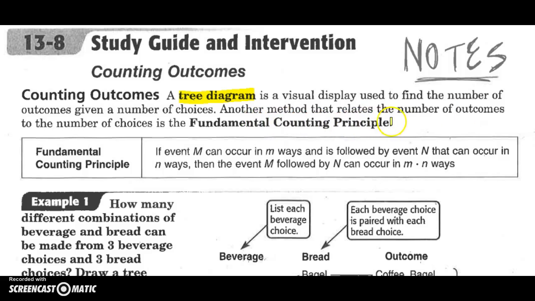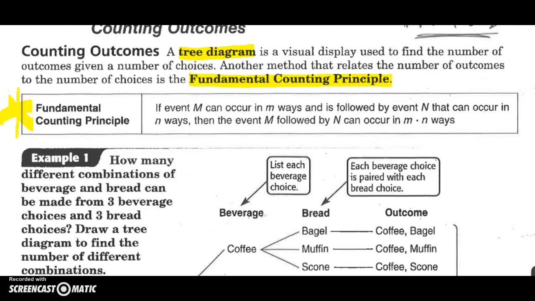Another method that relates the number of outcomes to the number of choices is the fundamental counting principle. So this is a very important concept. I am not going to make you do a lot of tree diagrams because they're very time consuming, but you need to know the fundamental counting principle.